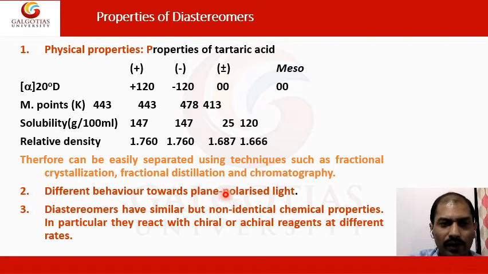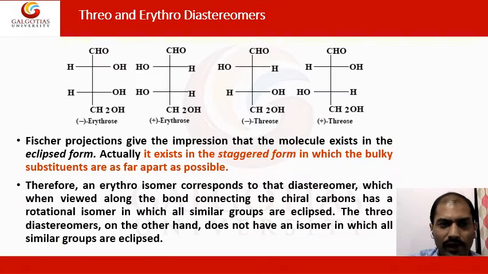They show different behaviors with plane polarized light. They have similar but non-identical chemical properties. Particularly, they can react with chiral or achiral reagents at different rates. They also represent different chiral centers. Here also, if you see, this is a chiral carbon, this is also a chiral carbon, and this is also chiral. So more than one chiral center is there.